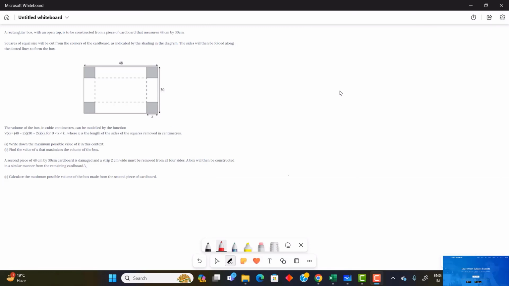So in this question, we have been given a rectangular cardboard piece with L equal to 48 and W equal to 30. It also says that the volume of the final box comes out to be V(x) is equal to (48 minus 2x)(30 minus 2x)(x). And how is it done?